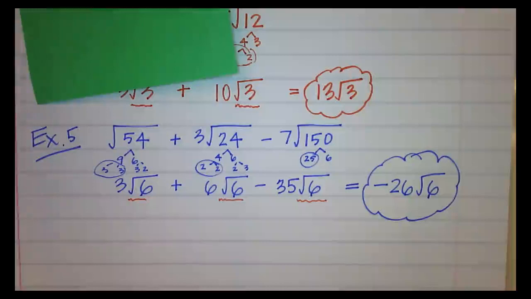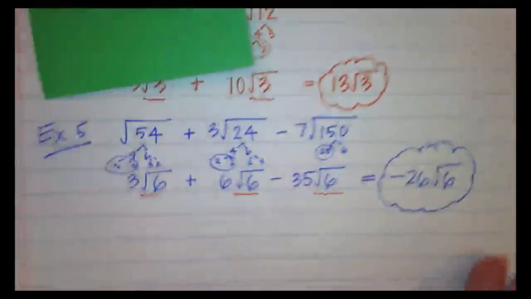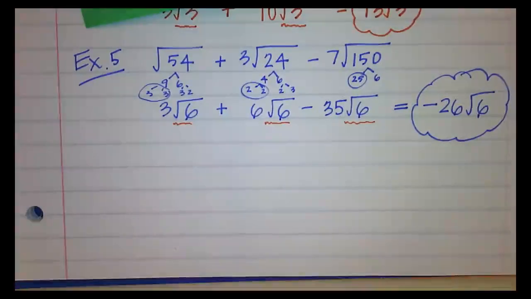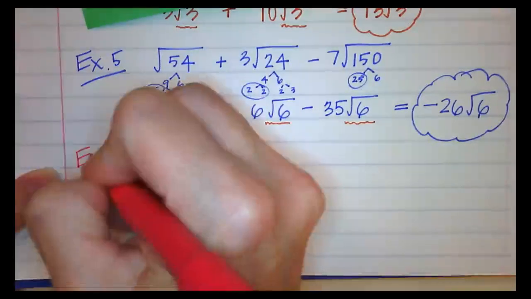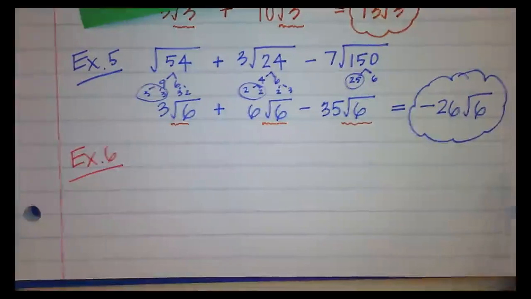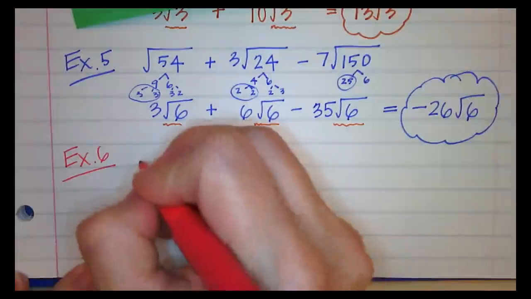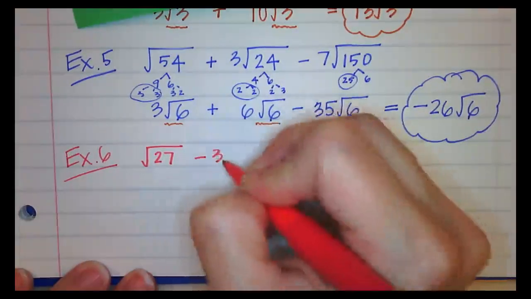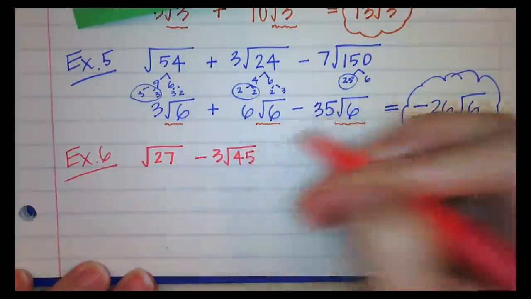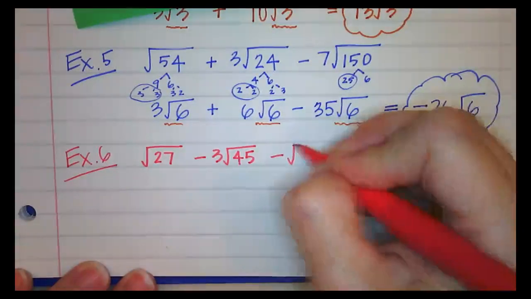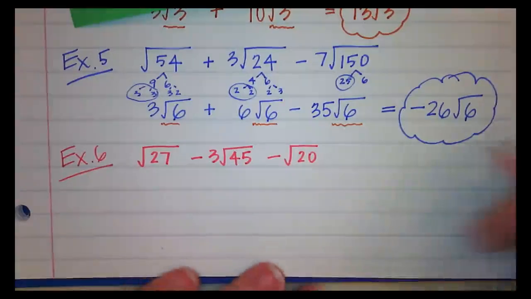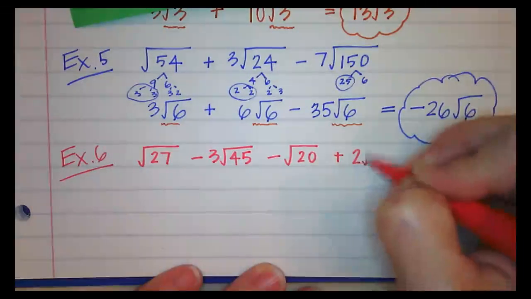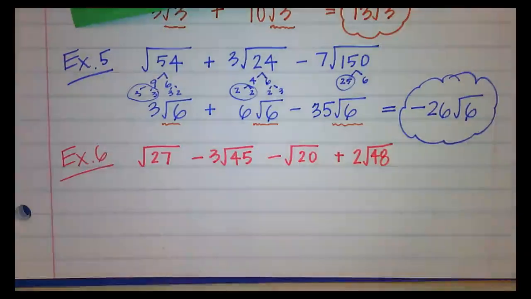All right, last one. Okay, let's see. We'll make this one the most challenging. All right, so example 6. Here we go. I'm at the bottom of the page. All right, so let's do root 27 minus 3 root 45 minus square root 20 plus 2 root 48. All right, so again, we're going to do each of these individually.